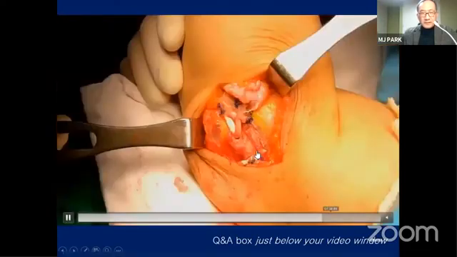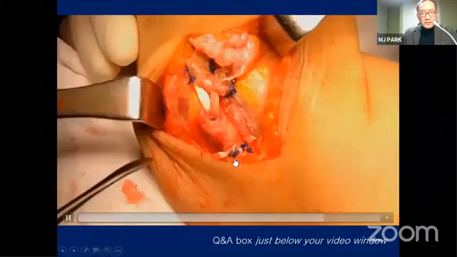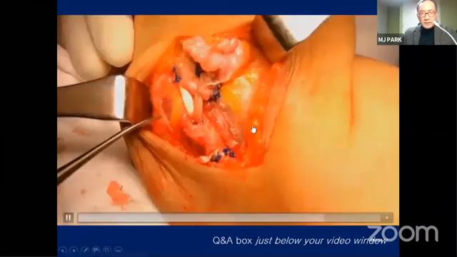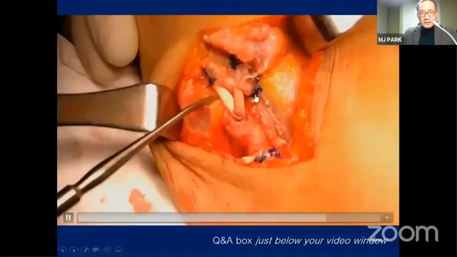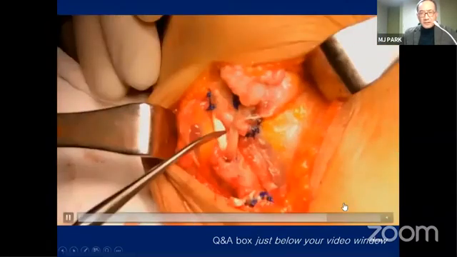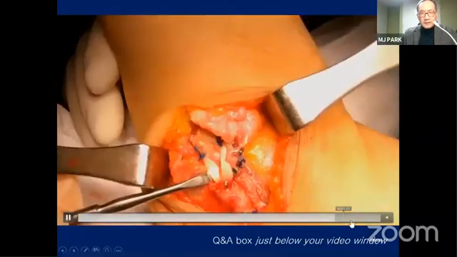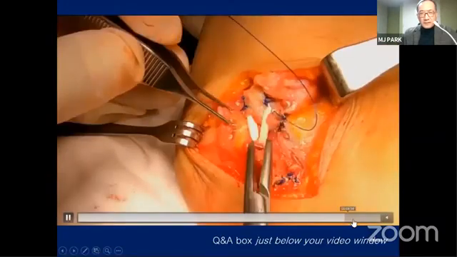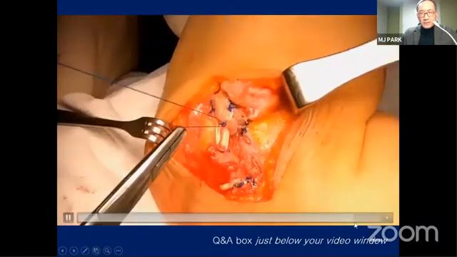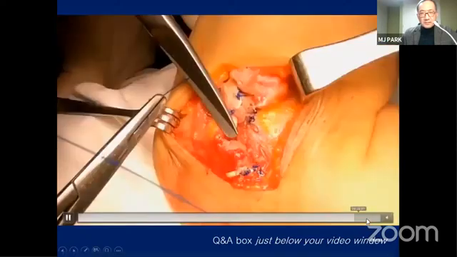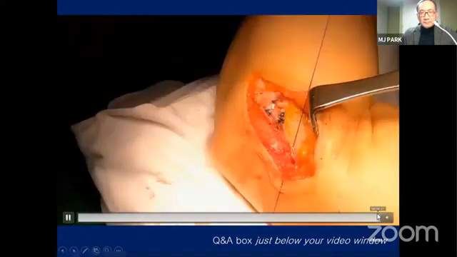And I fix here by full tension application. And then it's the final status of the ligament reconstruction. And finally, I cover this ligament with the remaining extensor tendon. Okay.